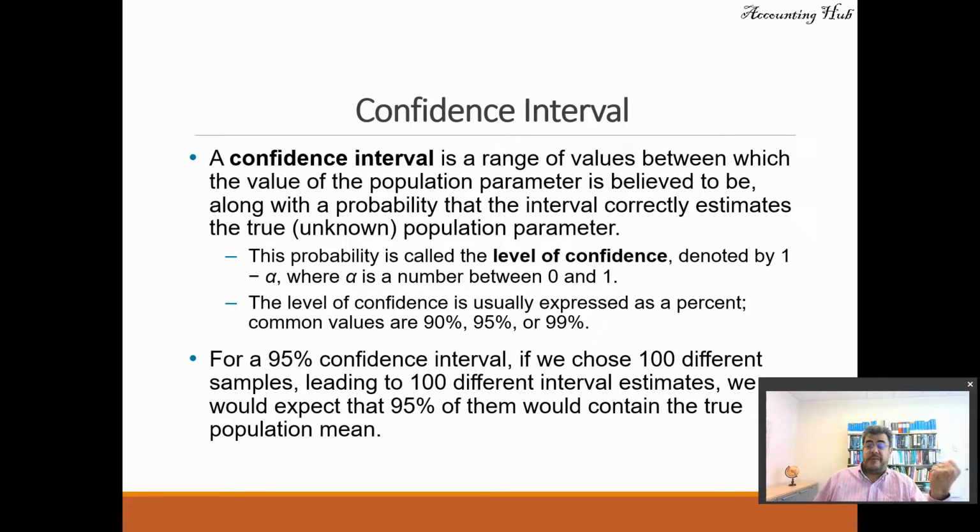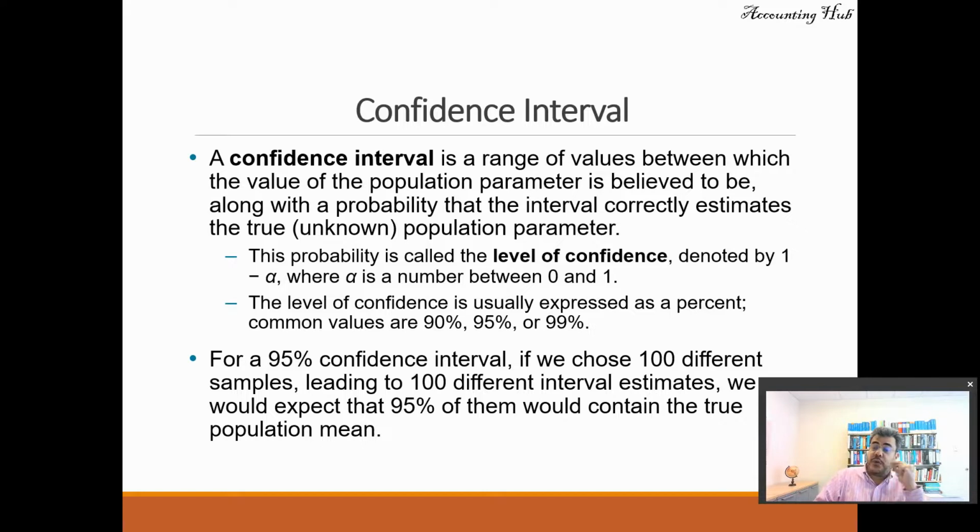So 0% of confidence and 100% of confidence, denoted by 1 minus alpha. Alpha is my error, if we can say that. And the level of confidence is usually expressed as a percent. Common values are 90, 95, or 99. So for a 95% confidence interval, if we choose 100 different samples with 100 different interval estimates, we expect that 95% of them will be correct. Okay?